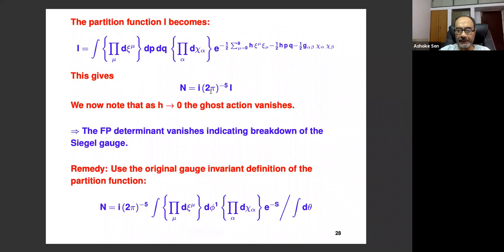So if we want to take the h goes to 0 limit here, we cannot do it in this form, because this is the wrong expression.